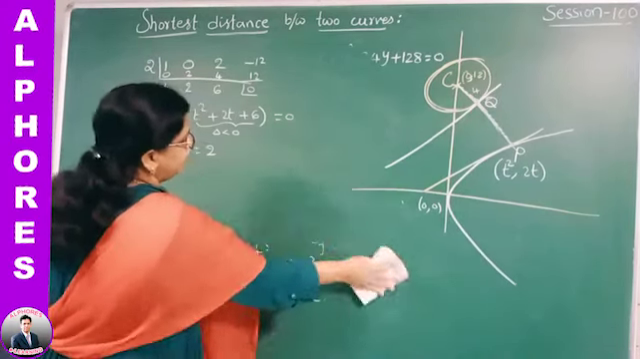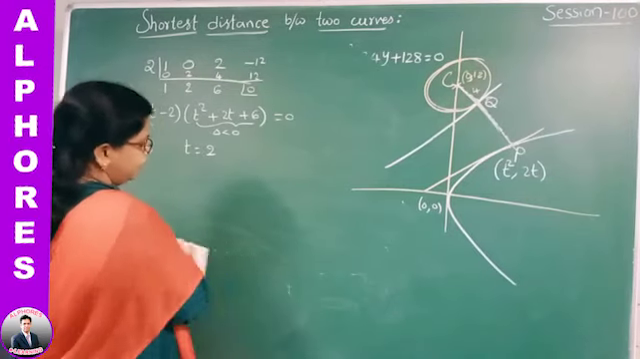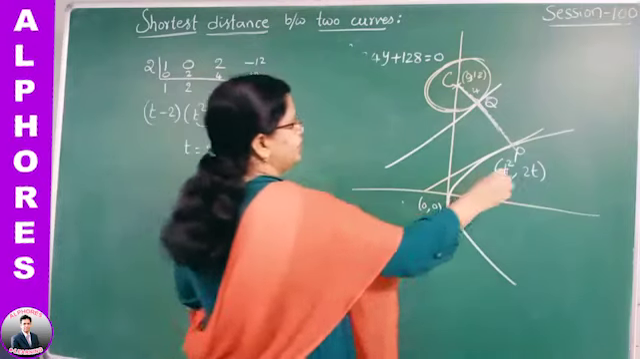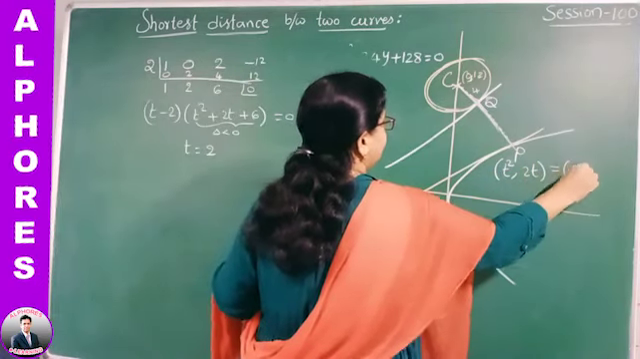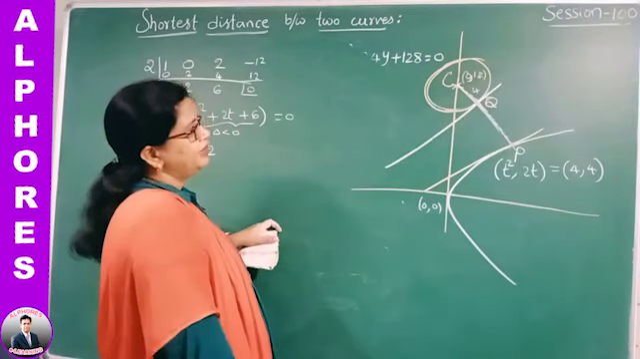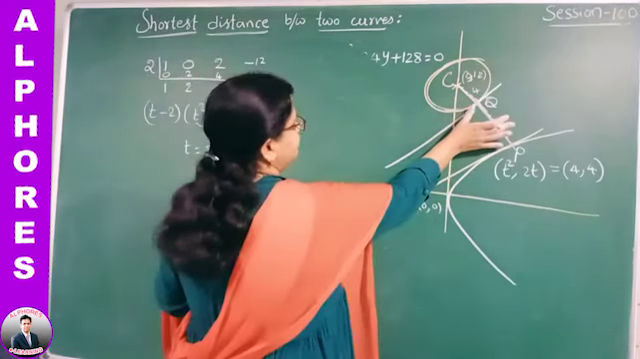Now you already got the point t equal to 2. So if I substitute t equal to 2 here, this is nothing but how much? This point is (4, 4). When t is equal to 2, that point is (4, 4). Now what is our interest, students? It is nothing but PQ.